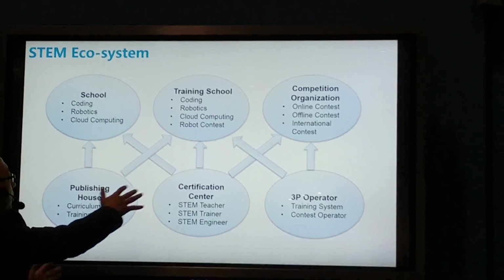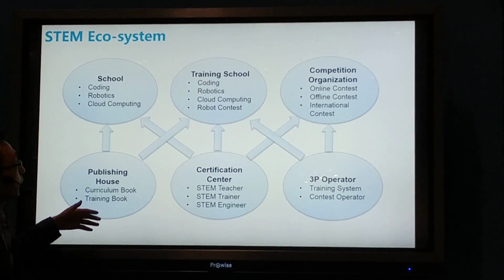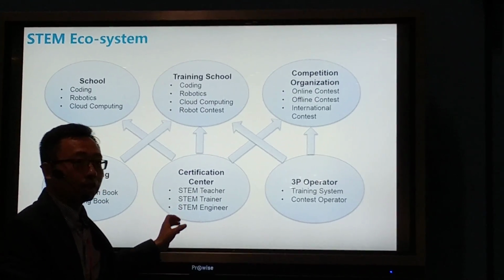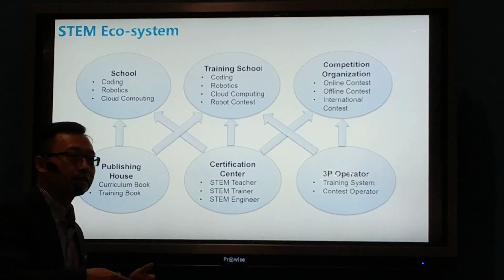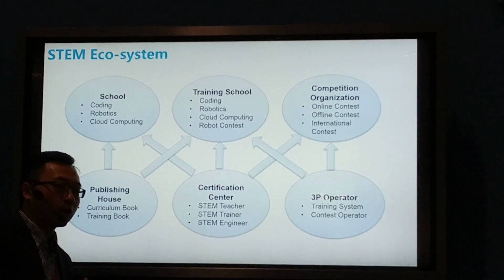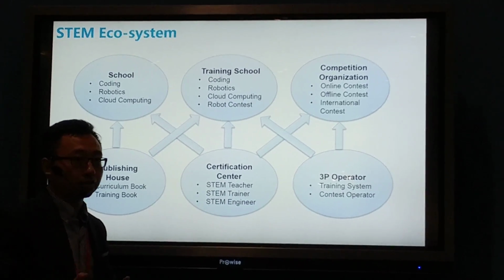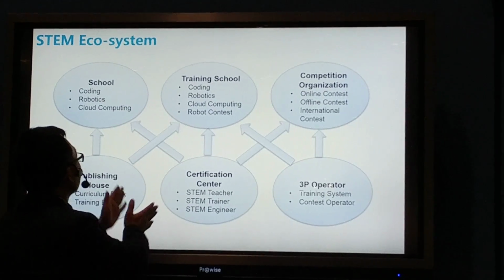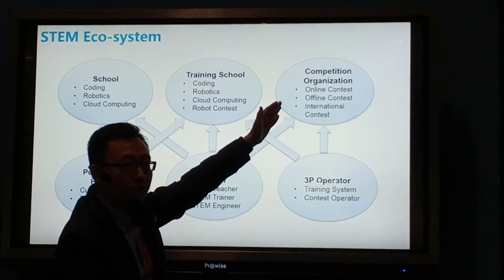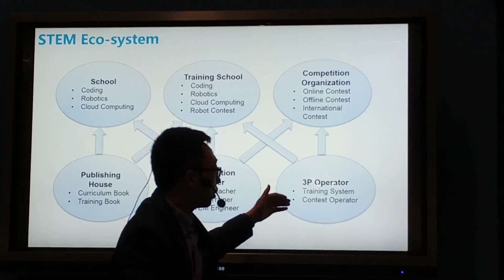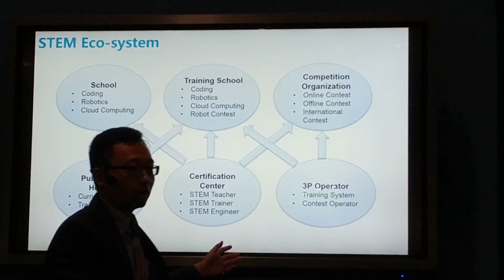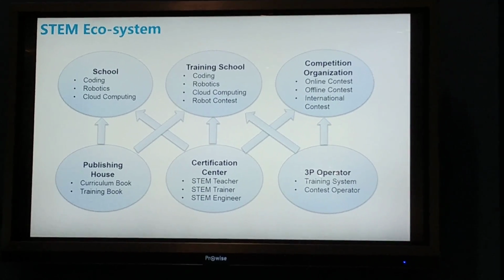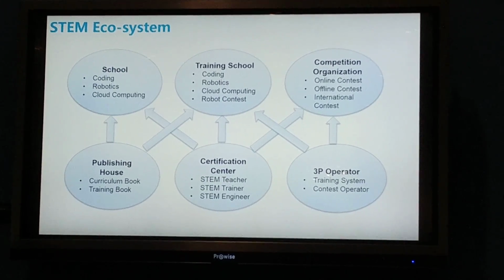But for the ecosystem, you need publishing houses to bring the content to the schools and training centers. We are setting up certification centers, so trainers will receive training from us in hardware, software, and cloud service. So they have enough knowledge to bring to schools, training centers, and robot competitions, and can organize everything. We will also partner with third-party operators who will organize competitions together with us. So in the worldwide market in 2017, we are doing a lot of things.